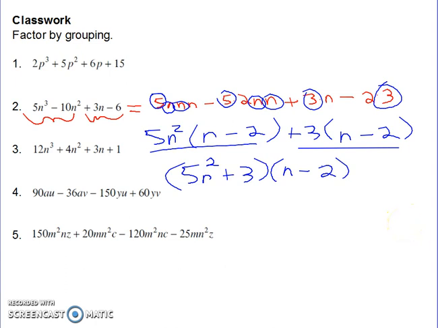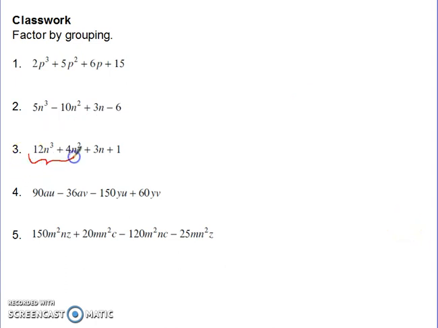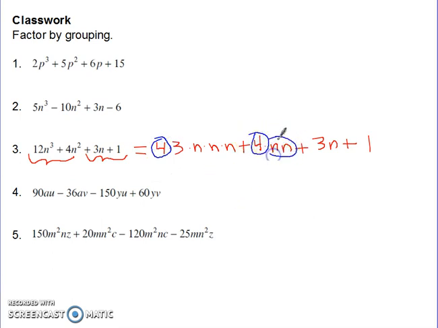All right, let's look at number 3. I'm going to group the front two and group the back two, and I am going to break it apart to identify the GCF. Okay, so breaking it apart, I see I have a 4 in the front two. I have two n's in the front two also, so I can factor out a 4n squared from both, leaving me with a 3n plus 1. Remember, when we circle everything in one term, we're left with a 1 as a placeholder.